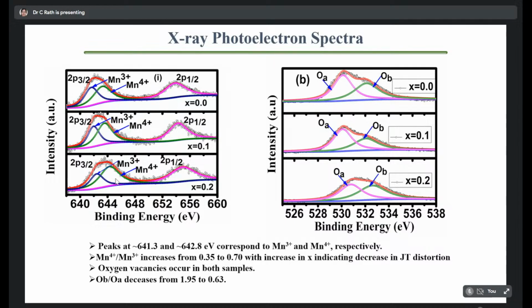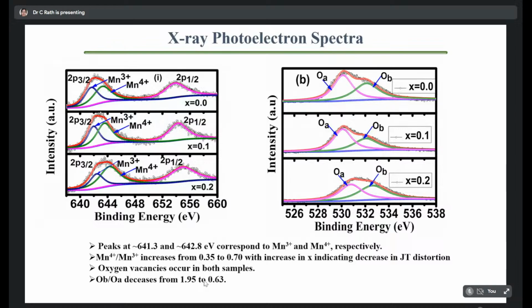And with increase in iron concentration, the Mn4 to Mn3 ratio increases from 0.35 to 0.7, and that indicates the decrease in Jahn-Teller distortion, because the presence of Mn4 plus will reduce the Jahn-Teller distortion, because Mn4 plus is not Jahn-Teller active. So as Mn4 plus increases, oxygen vacancy should be there, and the OB by OA decreases from 1.95 to 0.63.